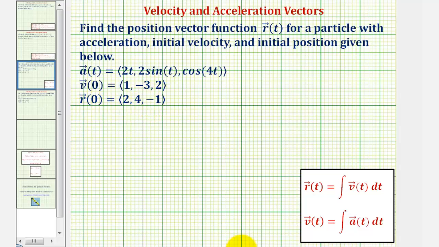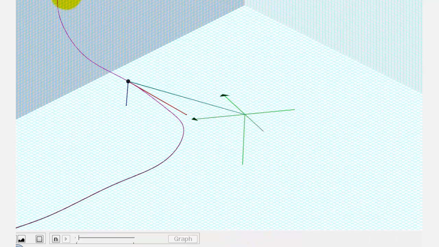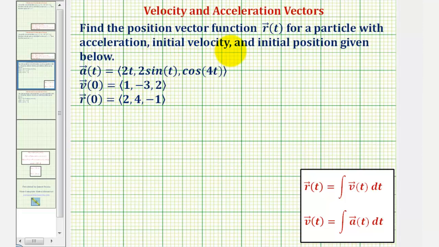So if we take a look at this graphically, our ultimate goal is to find r of t that would trace out this purple space curve, and we're given the position vector at t equals 0, this light green vector here, and we're also given the velocity vector at t equals 0, which would be this red vector. This dark blue vector here is the acceleration vector at t equals 0, which we could find since we're given a of t. And we can find the position vector function r of t by using integration.